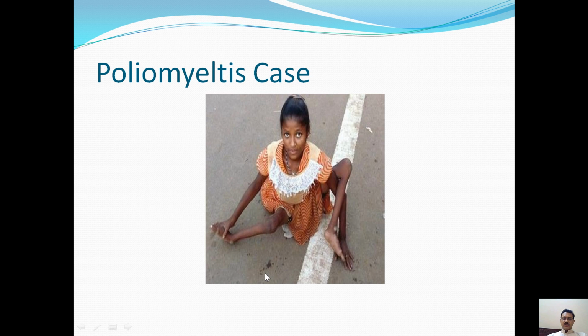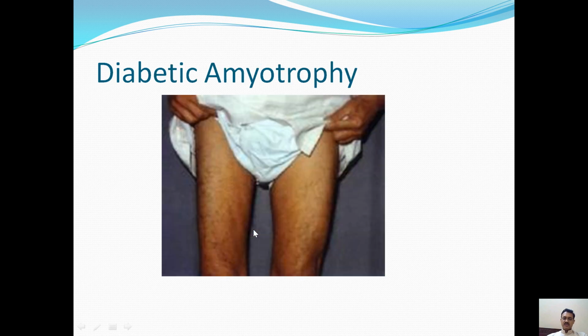This is typically a case of poliomyelitis. Again, bilateral lower limb weakness, one-sided more initially, then it may involve the other limb as well. There is atrophy, areflexia, so all the lower motor type of signs.